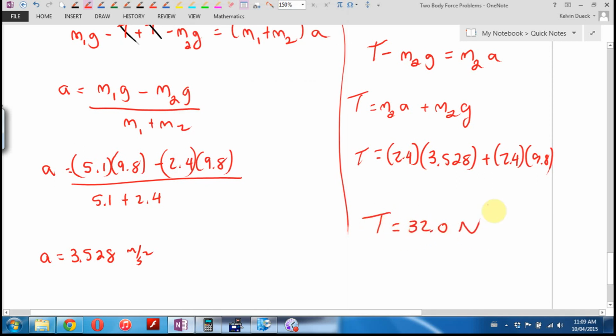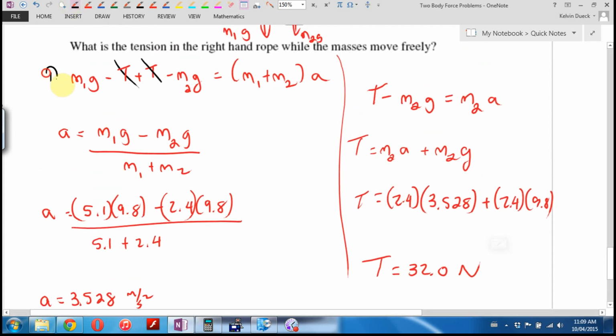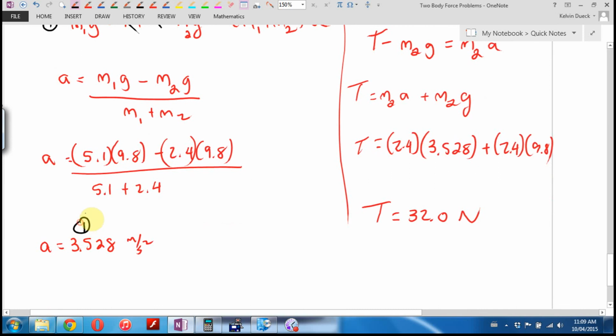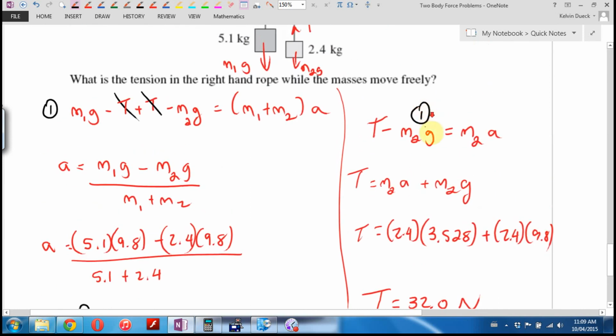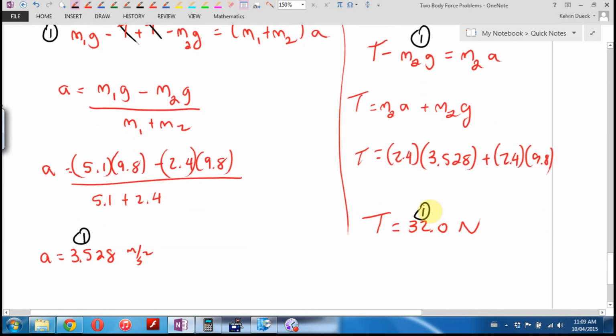I would probably make this question worth 4 marks. I would probably give you 1 mark if I saw that. I would give you 1 mark for the acceleration. I would give you 1 mark for that. And I would give you 1 mark for the tension.